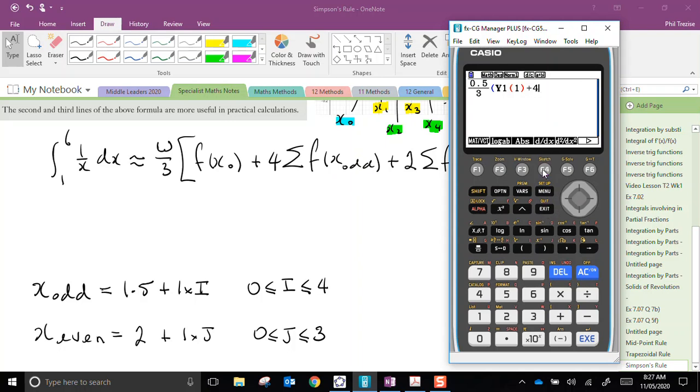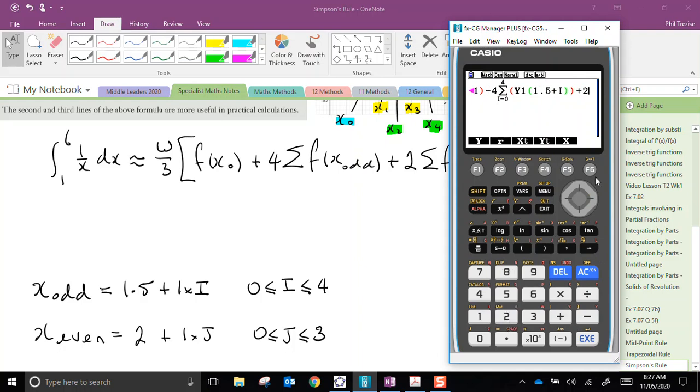I need the maths options, across to the right, and sigma notation is here. Now what do I need the sum of? I need the sum of f, and that is y1. So, graphing y1, a little pair of brackets there, and in the green brackets is where I'm going to be writing x odd. Now this is what I wrote down here, 1.5 plus I. Alpha I. And what were my limits here? Well, the counter I had to run from 0, start at 0 and run to 4. So 0 there to 4.